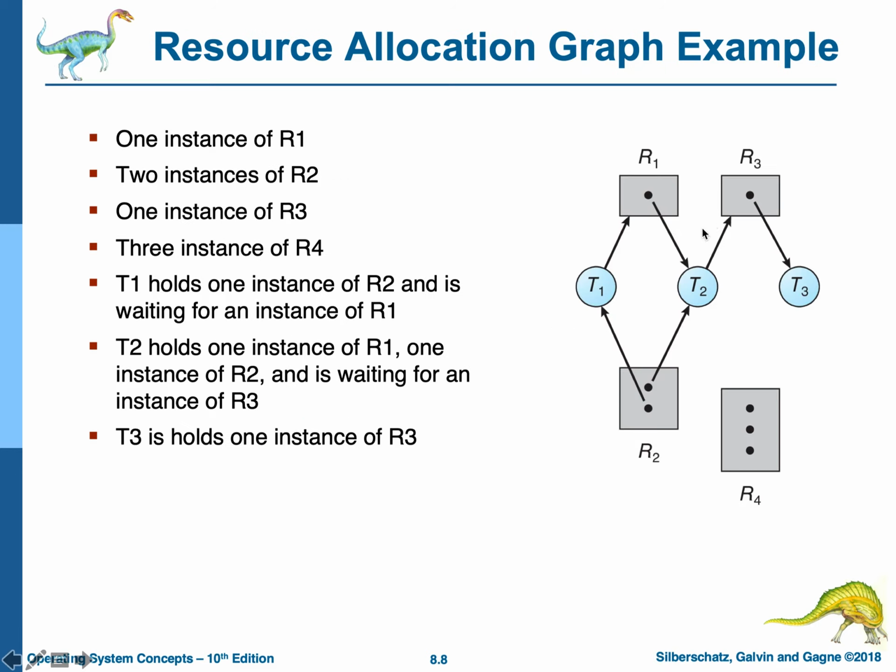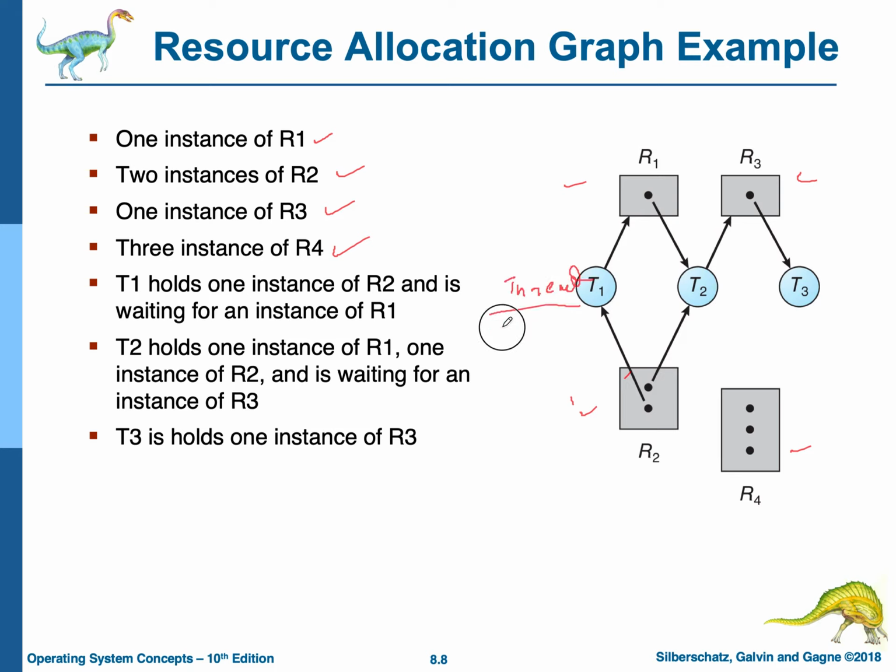Now here is an example of a resource allocation graph. R1 has 1 instance, R2 has 2 instances, R3 also has 1 instance, and R4 has 3 instances. T1 holds an instance of R2. T1 represents a thread.